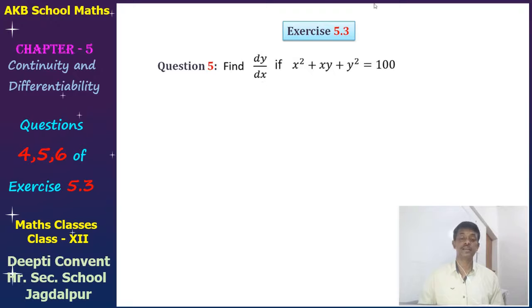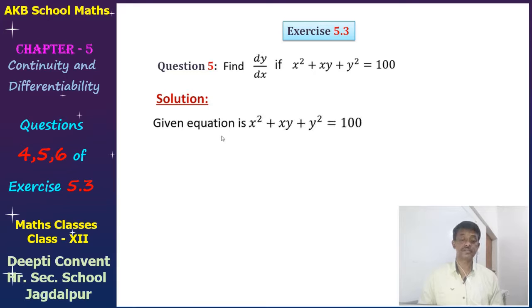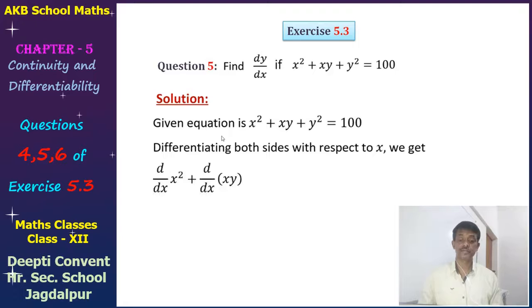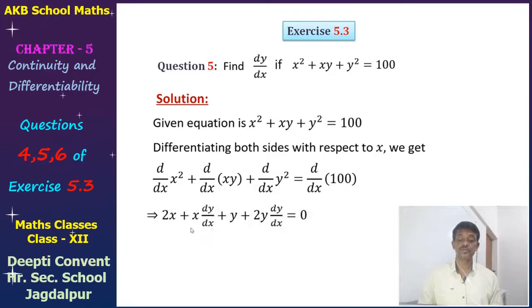Okay, here the relation is x² + xy + y² = 100. It is also an implicit relation, so we have to differentiate directly. The given equation is this, and differentiate both sides with respect to x. We get d/dx of x², d/dx of xy, d/dx of y², distributed. Here the derivative of 100 is constant, and the derivative of a constant is 0. So here it will be 0. For x², the derivative with respect to x; for xy, the product rule in similar fashion; for y², 2y dy by dx. So we are getting it like this.